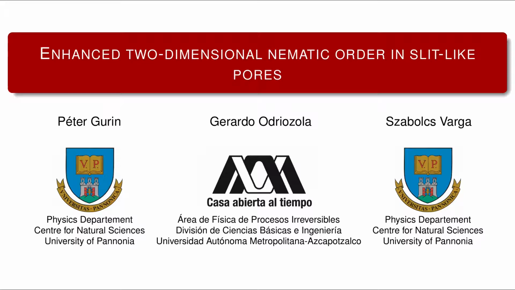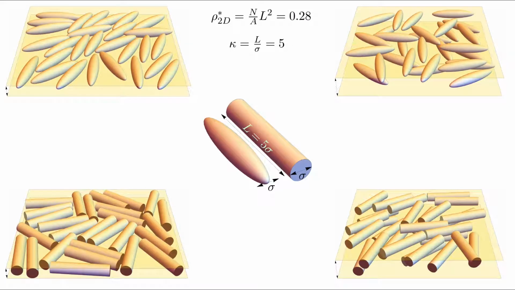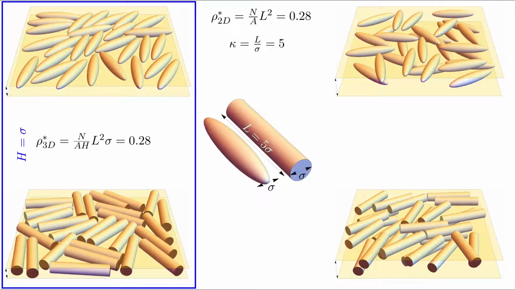We studied the effect of the increasing wall-to-wall distance on the nematic ordering of the quasi-two-dimensional confined systems of hard cylinders and ellipsoids. In the figures, all the snapshots correspond to the same two-dimensional particle number density, 0.28, and aspect ratio, kappa equal 5. The panels on the left correspond to the strictly two-dimensional case, where pore width, h, equal with the shorter length of the particles, sigma.